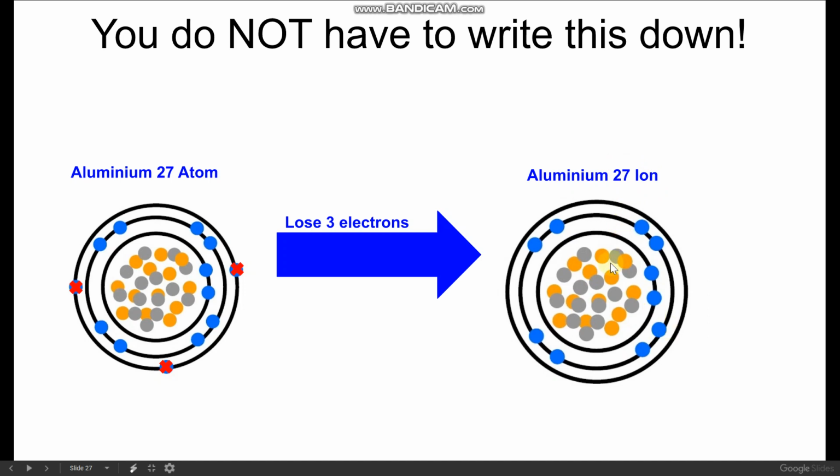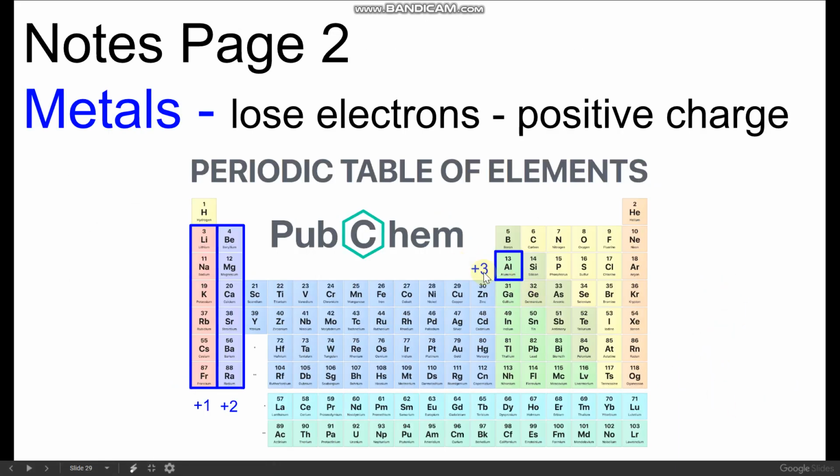Okay, so the ion should look very, very similar to the atom, the difference being it's missing those 3 electrons in the outermost orbital. Since it lost 3 electrons, it will have a +3 charge. All right, so you can go ahead and put a +3 next to aluminum.